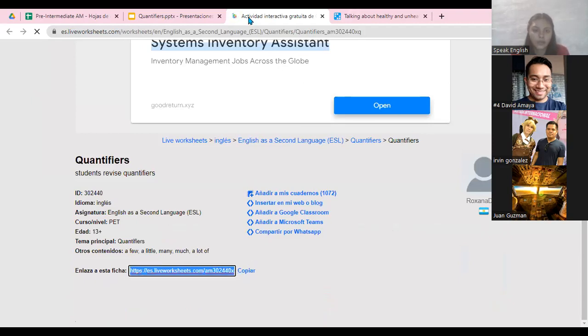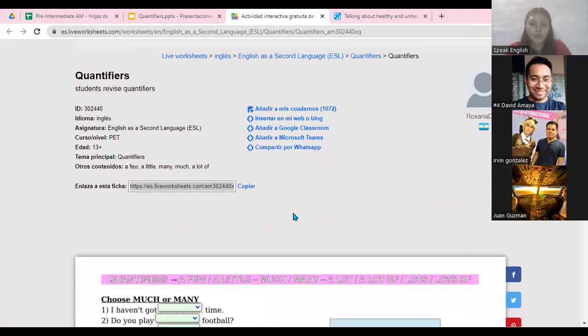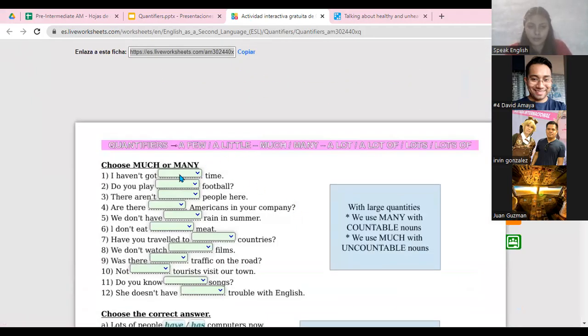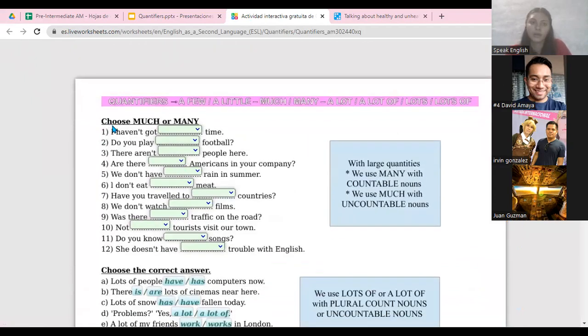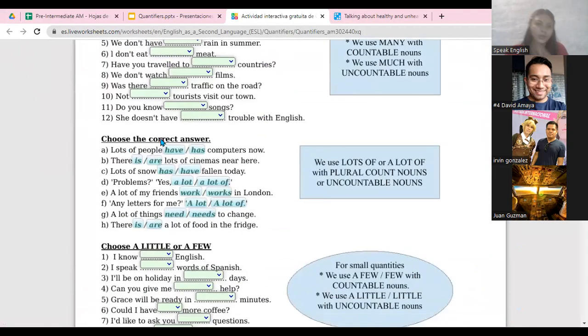I will send you the link in the chat. Please open it, and on the link you will find this. On this one you have to choose much or many, depending on the rules. Choose the correct answer, this one or this one.